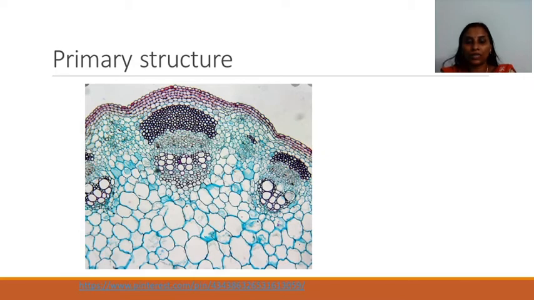The sclerenchymatous region of pericycle is seen on top of the vascular bundle, just like a cap. So we call it the bundle cap. The sclerenchymatous region of pericycle is seen here as a cap on the vascular bundle, so we call it a bundle cap.